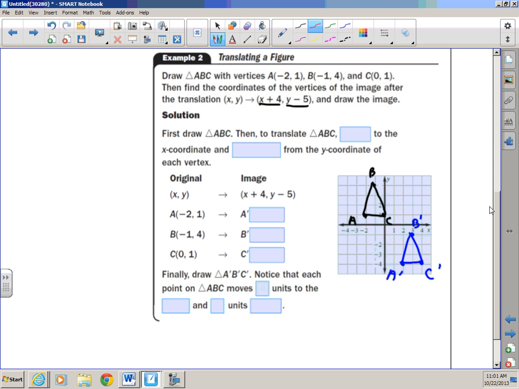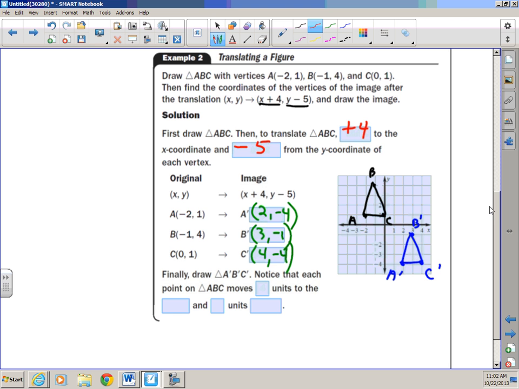Alternatively, you could have done it mathematically. This rule is telling me to add 4 to the x-coordinate and subtract 5 from the y-coordinate. So I could have figured out the new points first. -2 plus 4 is 2. 1 minus 5 is -4. -1 plus 4 is 3. 4 minus 5 is -1. 0 plus 4 is 4, and 1 minus 5 is -4, and then plot the points afterwards. I find it easier to move and figure out the points. Either way is fine.